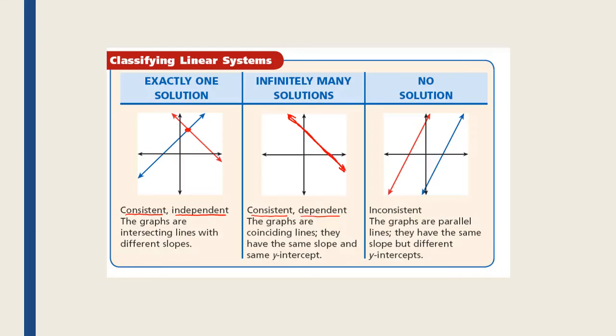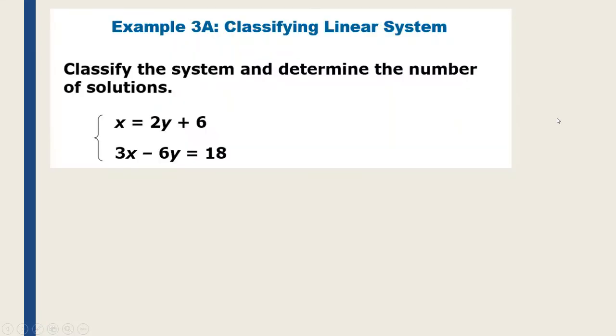The final graph picture is no solution. All right, there's no solution in common. These lines are parallel to each other. They have nothing in common. But remember, with parallel lines, they have the exact same slope, just no points in common. So this is inconsistent. The graphs are parallel lines. They have the same slope, but different y-intercepts. All right, so keeping that in mind, let's do a couple of example problems with that.